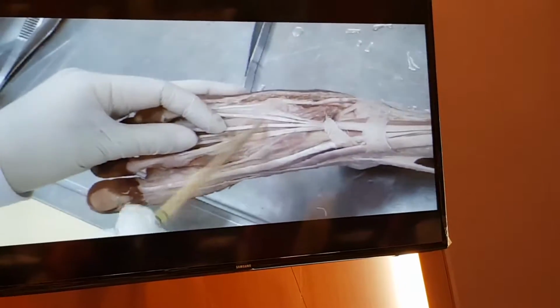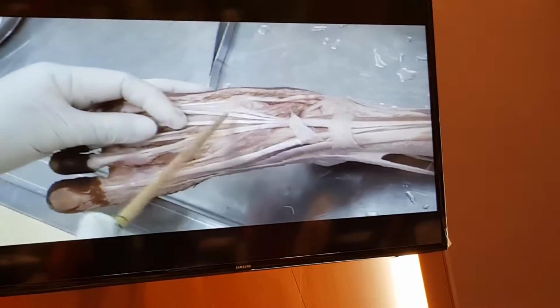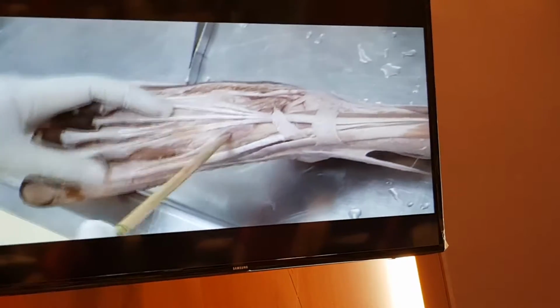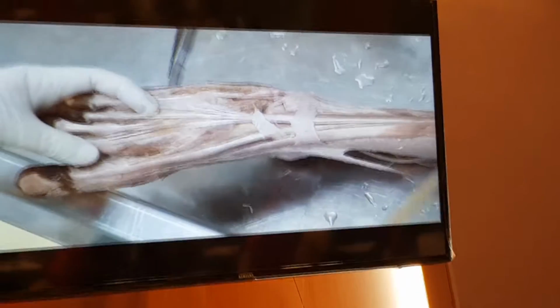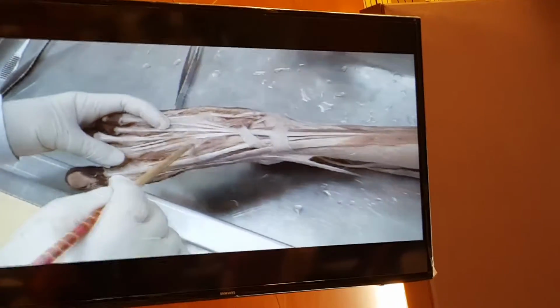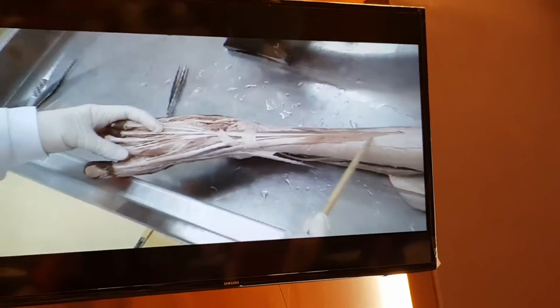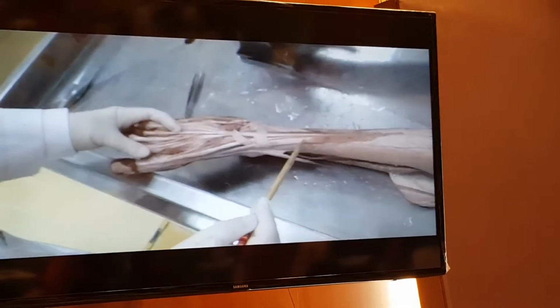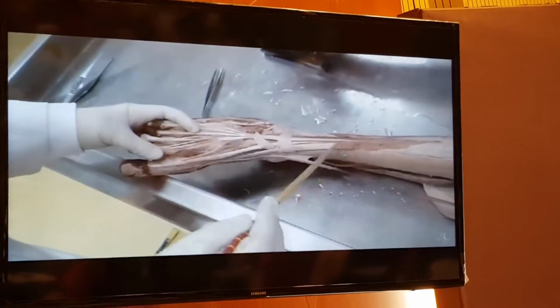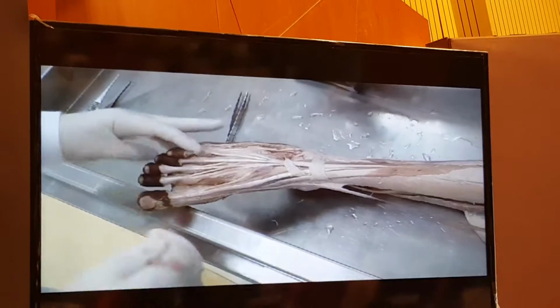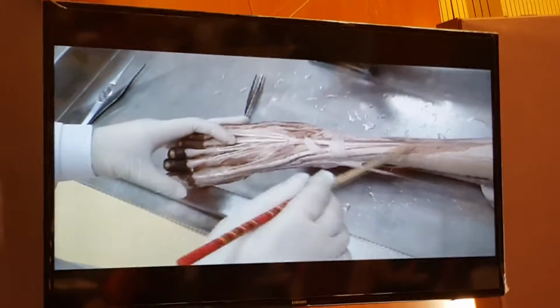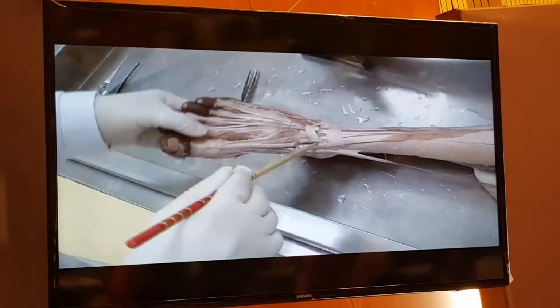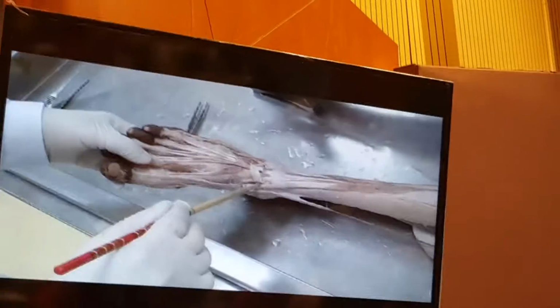All these extensor brevis muscles are supplied by our deep peroneal nerve, which supplies all the muscles in the anterior compartment of the leg. So these muscles will do the extension of the toes, and the muscles in the anterior compartment will do the extension of the ankle joint.